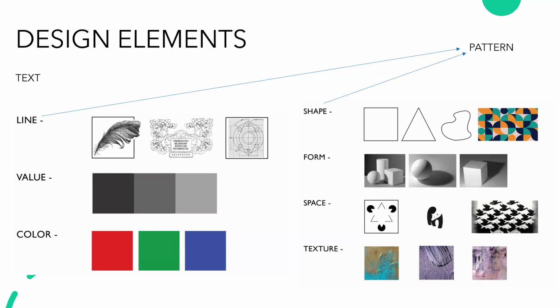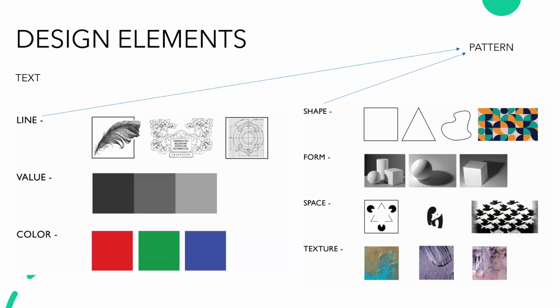So first of all, we are going to look at text. Some people don't know that the type of text that you use matters. Other design elements are lines, and when you combine lines, you get shapes. Now you can equally have what we call pattern. Pattern in itself is not a core design element, but pattern is when lines and shapes are repeated. So you call it a pattern.